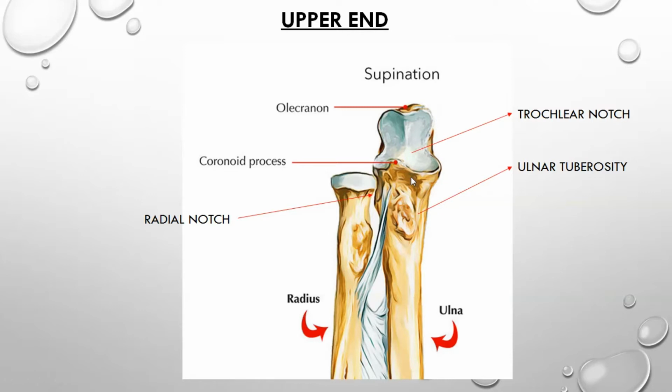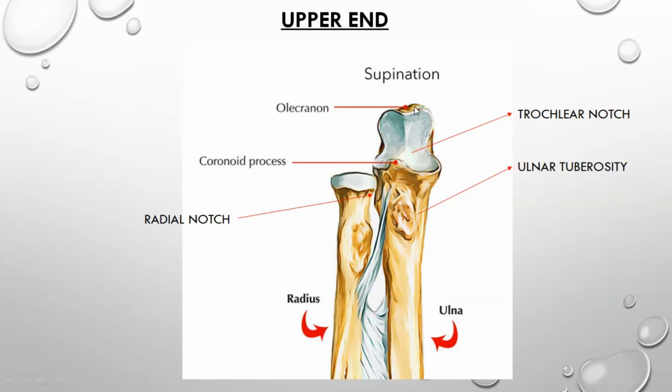Now this Olecranon process has certain surfaces. So the first is the anterior and lateral surface. The anterior and lateral surface of the Olecranon process is articular. It forms the Trochlear Notch. So the anterolateral surface of the Olecranon process, which is articular, takes part in the formation of the Trochlear Notch, which is the second important feature of the upper end.